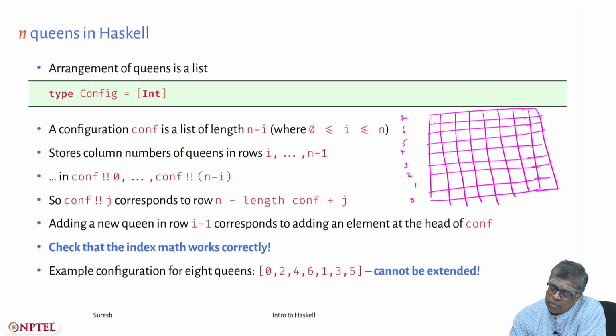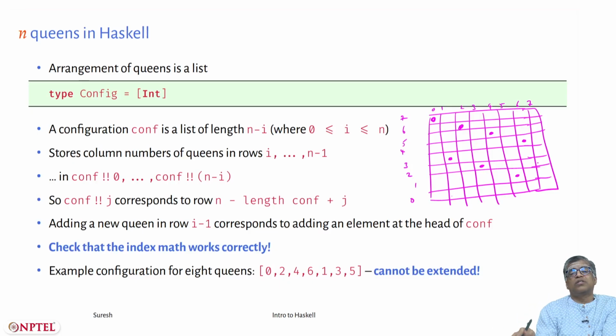And I am saying my current configuration is, there is a queen here, there is a queen here, let me just draw, there is a queen here, 6 is this, there is a queen here, there is a queen here, there is a queen here, and there is a queen here, and you can actually verify that this configuration cannot be extended any further, okay. So draw out the configuration and check that.